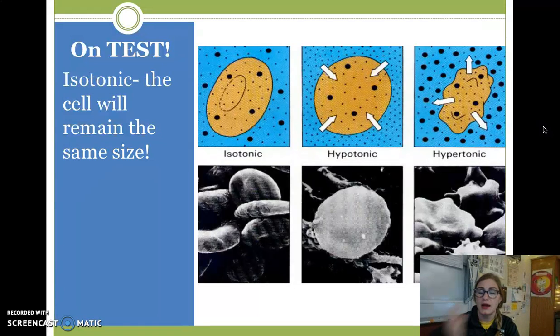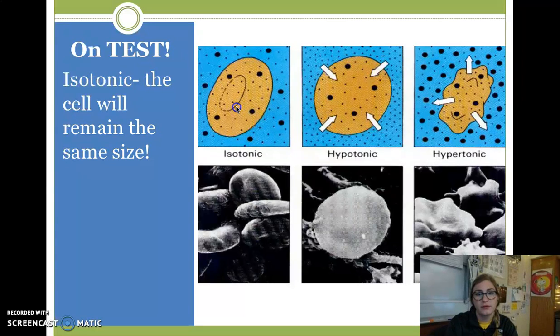An isotonic solution, so we have the same amount of stuff on the outside of the cell as there is on the inside of the cell. Because of that, our cells are going to remain the exact same. So here we have pictures of red blood cells under the electron microscopes that we talked about a couple days ago. These red blood cells stayed exactly the same because they were in an isotonic solution. There's the same amount of stuff on the outside of the cell as there is on the inside.